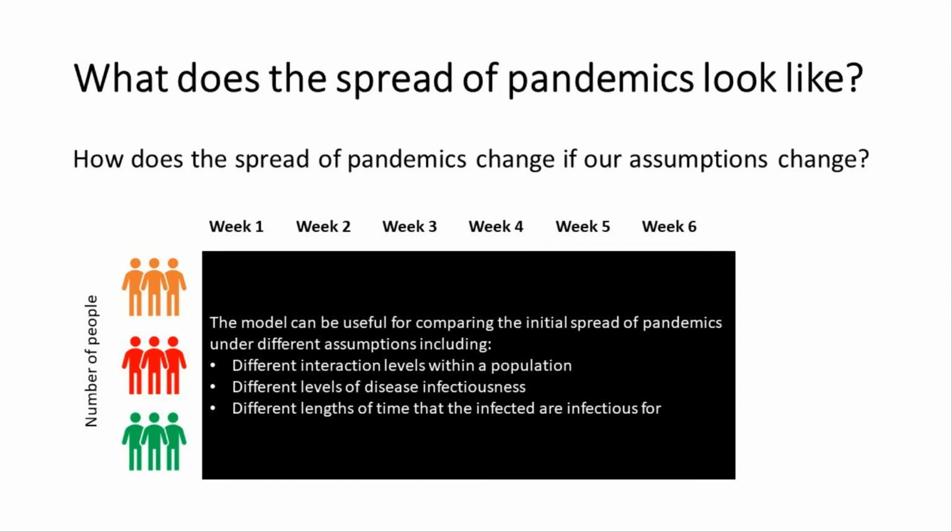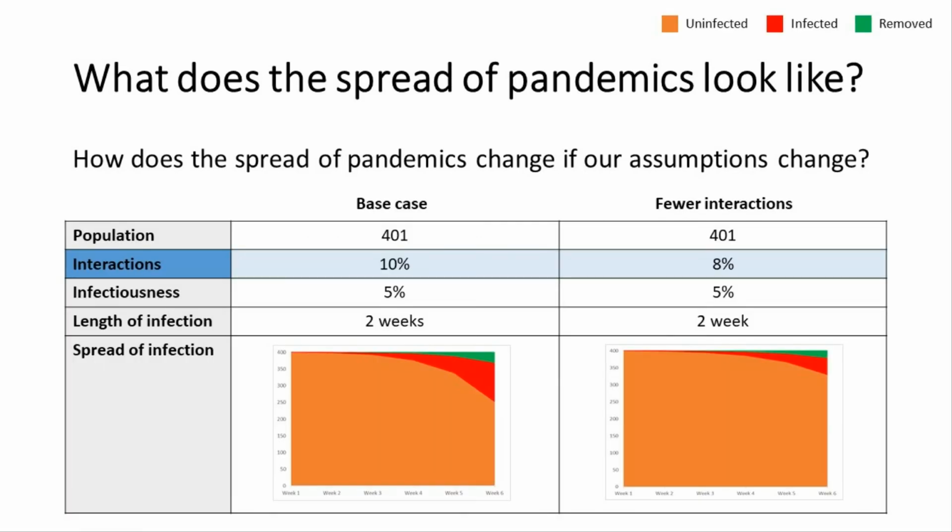So it can be very useful for comparing the initial spread of pandemics under different assumptions, because it's very, very easy to change the inputs into this model because it's such a simple model. So we can compare the impact of different interaction levels within a population. Maybe people within a particular population are more likely to come into contact with each other. Maybe there's different levels of disease infectiousness, which is useful for comparing across different diseases. And same with different lengths of time that the infected are infectious for. It depends a lot on the disease in question. So let's have a look.